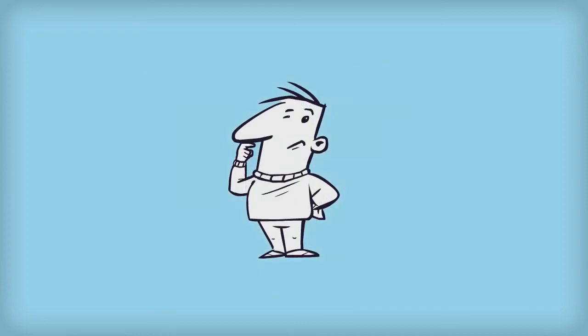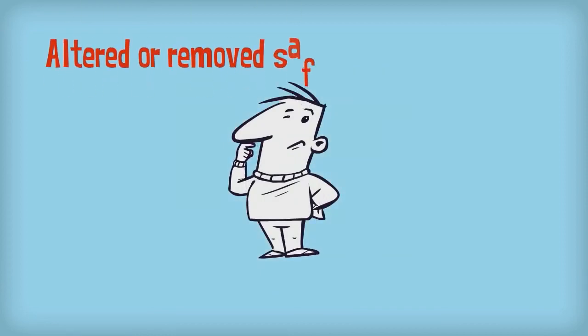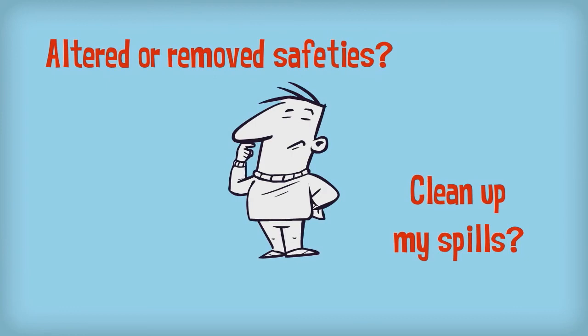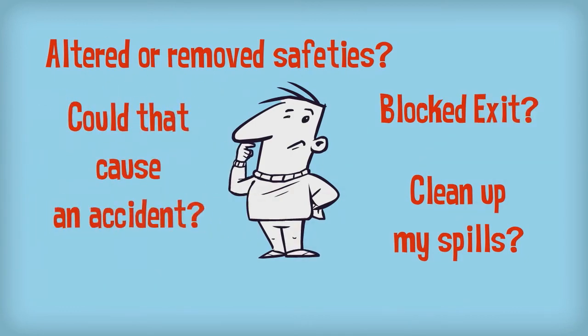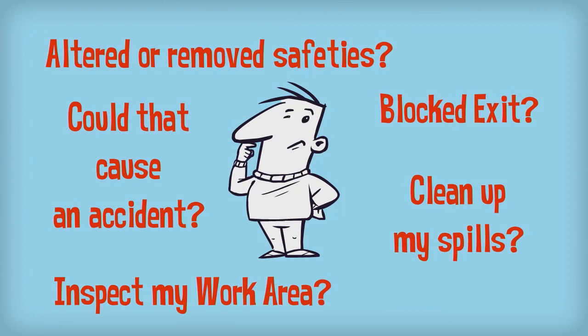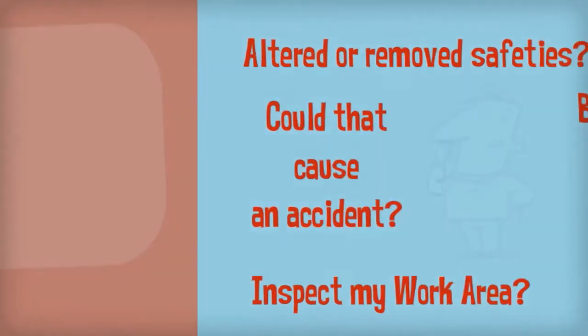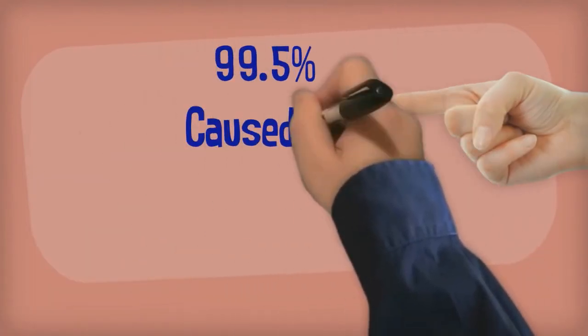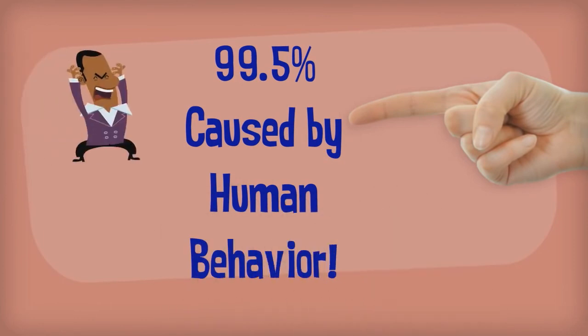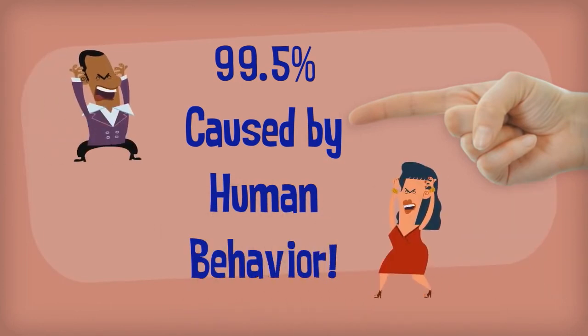Although it is difficult to foresee every condition or potential hazard, it's hard to find an accident that could not have been prevented. The person injured may not have caused the conditions that caused the injury, but something they did or something another person did directly led to the incident. The facts from accident investigations are revealing. 99.5% of accidents are caused by people's behaviors.